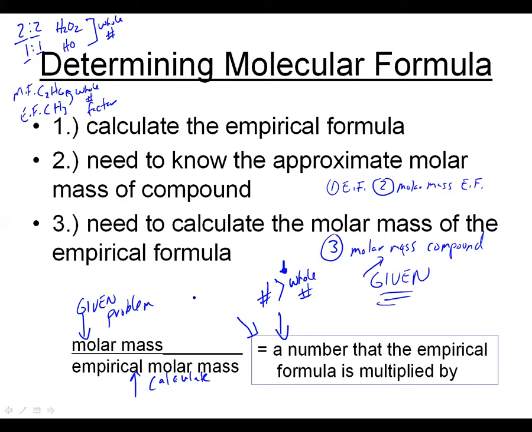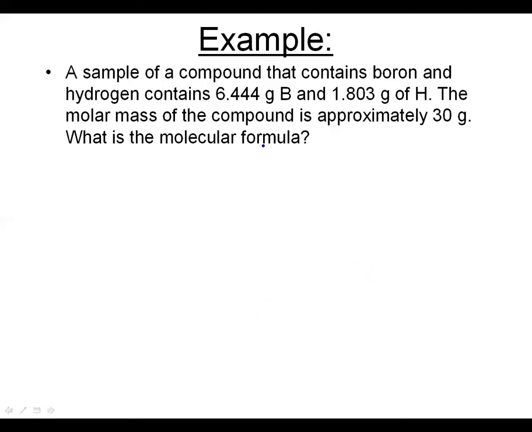All right, so let's take a look here. Why don't you give this a go? A sample of a compound that contains boron and hydrogen contains 6.44 grams of boron and 1.803 grams of hydrogen. What is the molecular formula of this compound? Boron is 10.81 in terms of its molar mass from the periodic table, and hydrogen is 1.008 grams per mole. All right, so give it a try and see what you come up with, and then we'll talk about it in just a second.